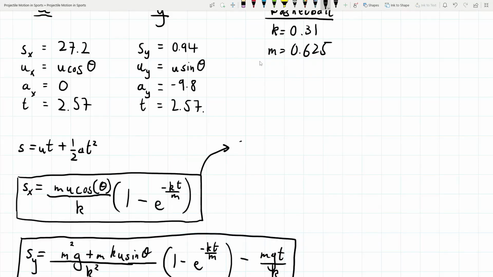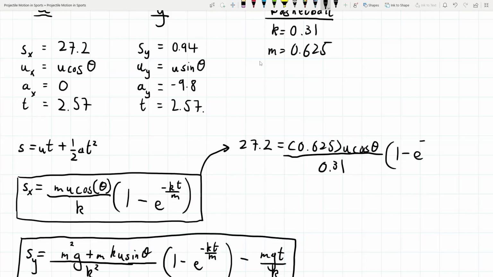So we have s of x is 27.2 equals, so m is 0.625 times u cos theta. Well, that's the initial velocity. That's one of the things we're going to solve for, so that stays as u cos theta. All divided by 0.31, which is k for a basketball, multiplied by 1 minus e to the minus, and then we have 0.31 times the time taken, which was 2.57 seconds, all over the mass, 0.625. Okay, so now we just need to figure out what this is.